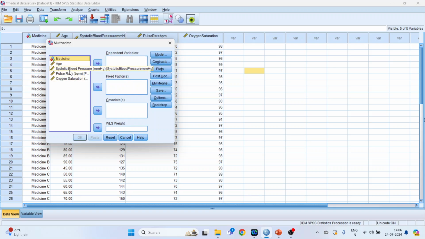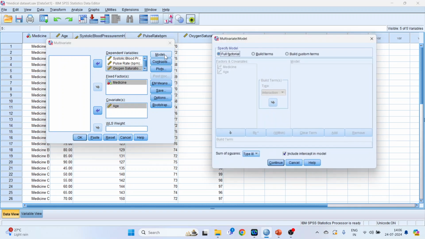Transfer systolic blood pressure to dependent variables, pulse rate to dependent variables, oxygen saturation to dependent variables. These are on the continuous scale. Medicine, the fixed factor, which is discrete, medicine A, B, and C, transfer it here. Age, we want to control the effect of age, will be transferred to covariate.